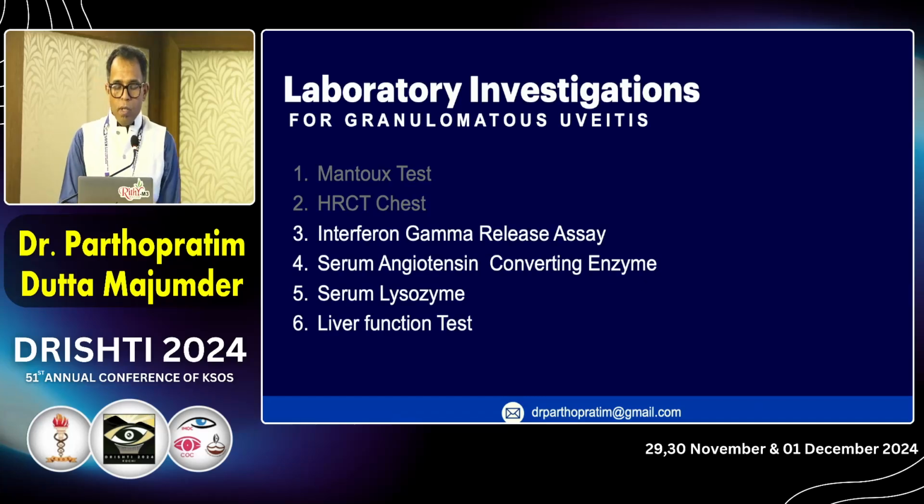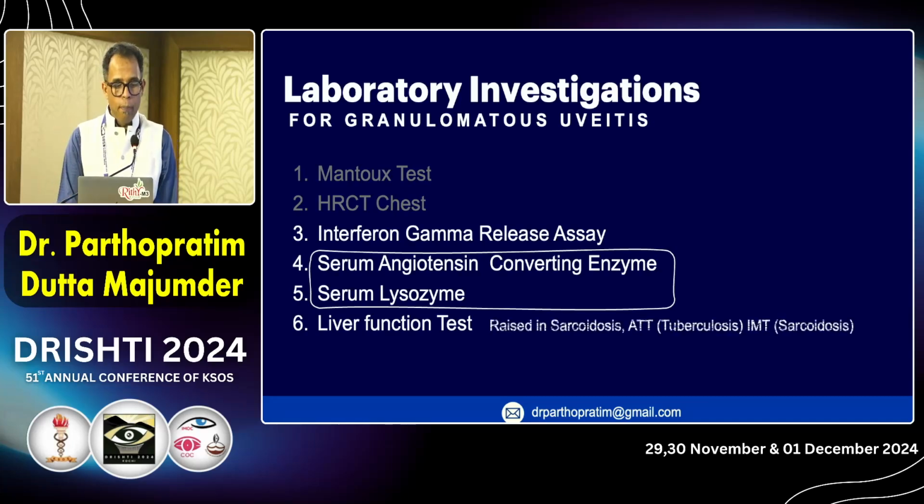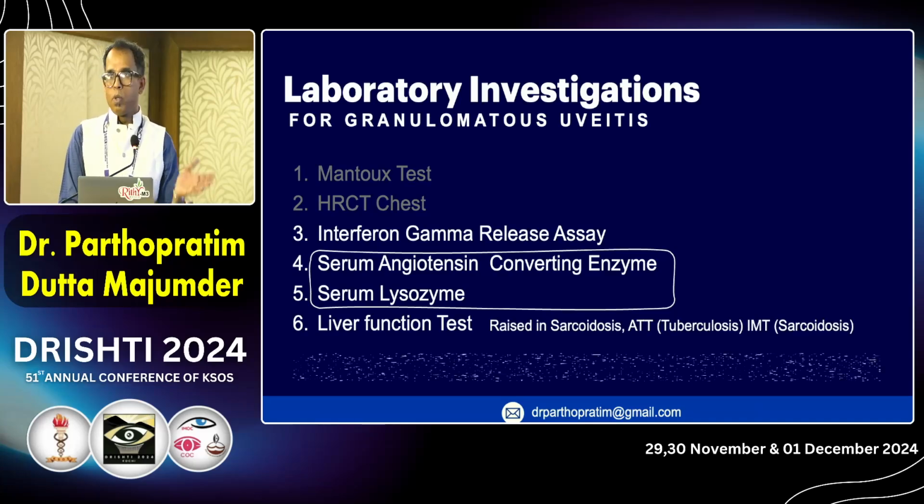One by one we'll see here, but you can see that serum angiotensin converting enzyme and serum lysozyme are very important tests in sarcoidosis. But sometimes you may have to depend on the HRCT, because these tests are often low, as they represent the granuloma load of the sarcoid, and sometimes in ocular sarcoidosis there can be localized granuloma. So liver function test is important because it is raised in sarcoidosis, ATT and immunosuppressive therapy, so you have to do that properly.